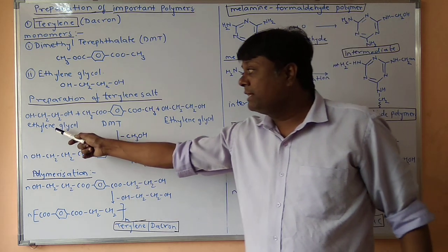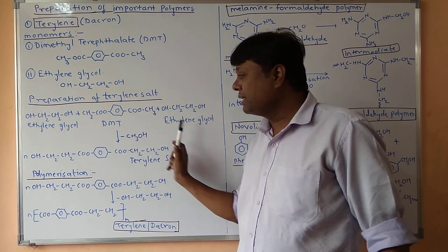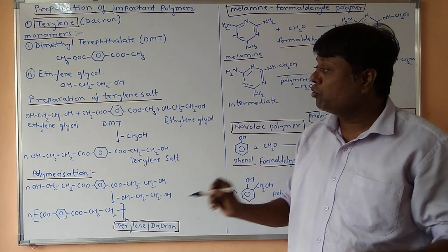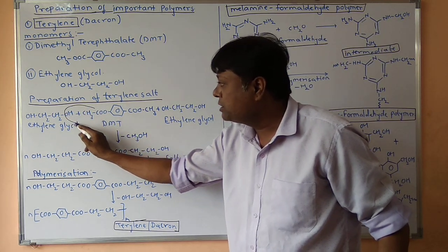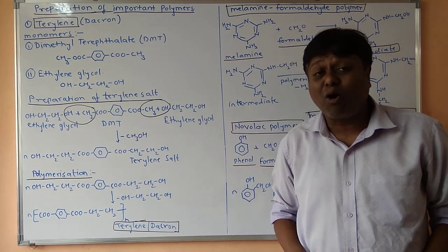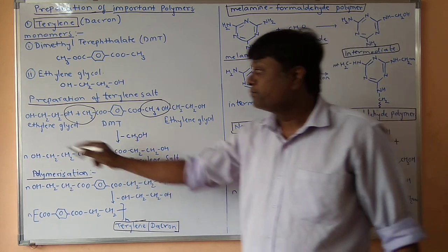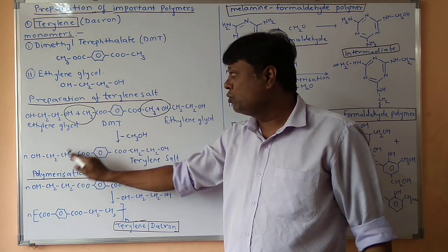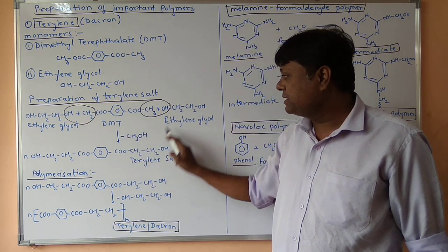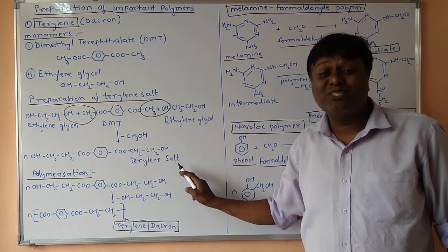Now see, when ethylene glycol combines with the DMT, I wrote here two ethylene glycol molecules and DMT this side, there is removal of CH3OH. See, this CH3OH is removed and this CH3OH, so there is a removal of CH3OH molecules to form terylene salt. See, OH, CH2, CH2, COO, the benzene ring, COO, again CH2, CH2 and OH. So this is terylene salt.